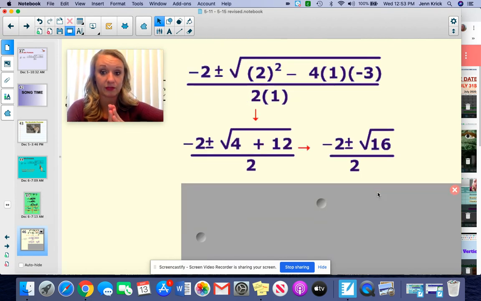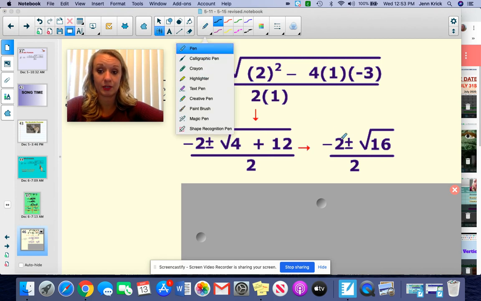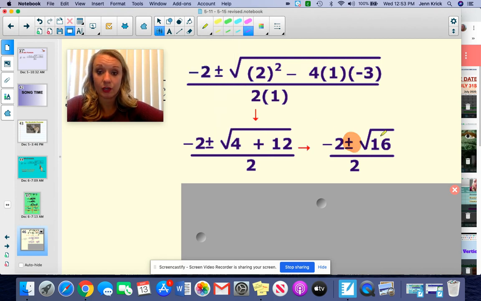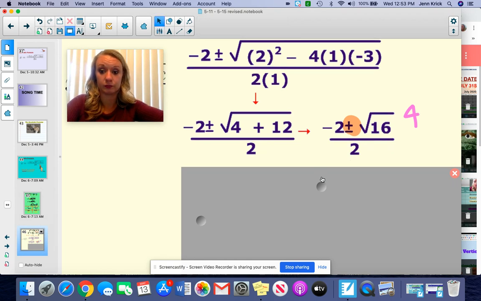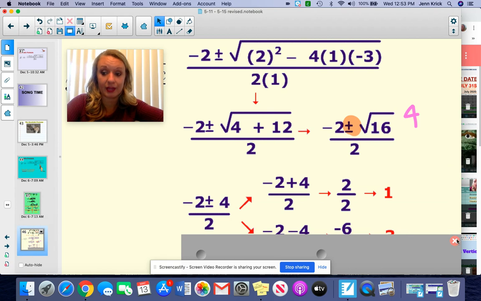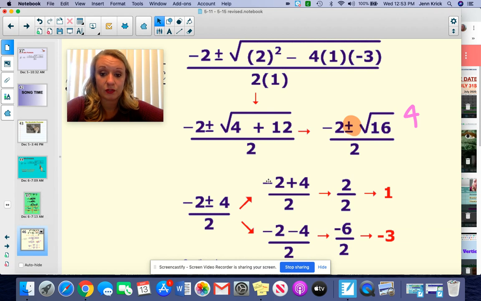Now here's the important part, my friends. After you simplify this whole expression, you see this plus minus. So many kids overlook that and forget to split it up into 2 expressions. First of all, I know that the square root of 16 is 4. So you'll have -2 plus 4 over 2, and then -2 minus 4 over 2. I liked how they showed you splitting it up. This simplifies to a numerator of 2 over 2, which is 1, and then -6 over 2, which is -3.